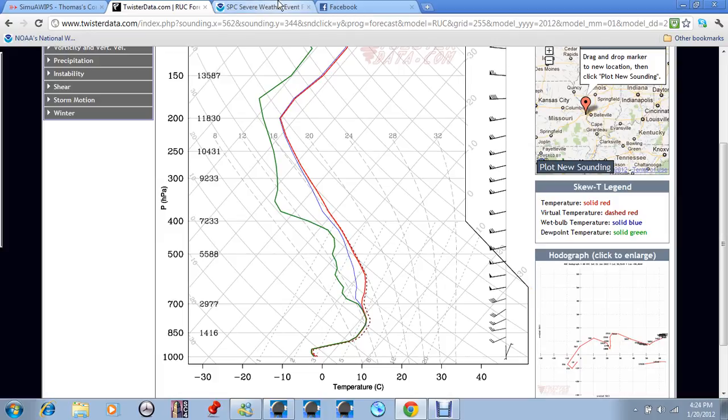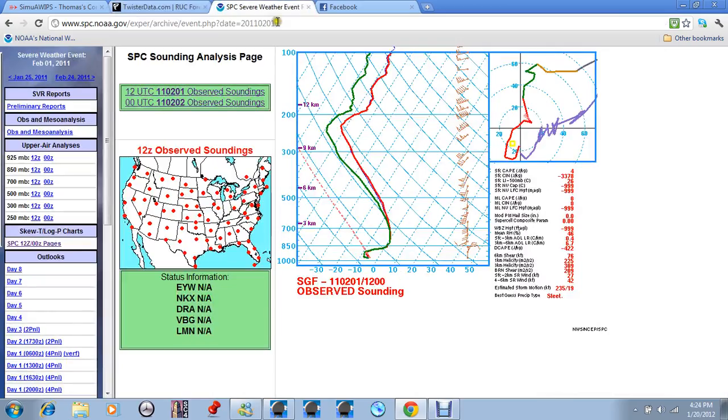Now, let's go back to an old event. This is a classic sleet sounding. This is sleet. I can tell you right now, just by looking at this, it is sleet. First off, this is the February 1st epic blizzard through central Missouri, western Missouri, and the epic sleet storm that hit St. Louis. So it's supposed to be 20 inches of snow.